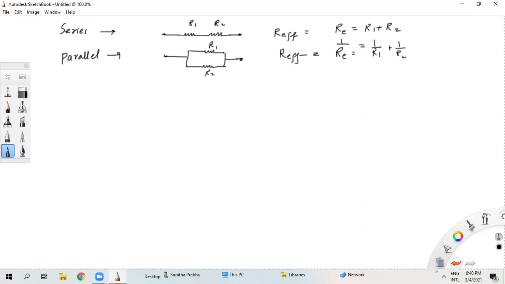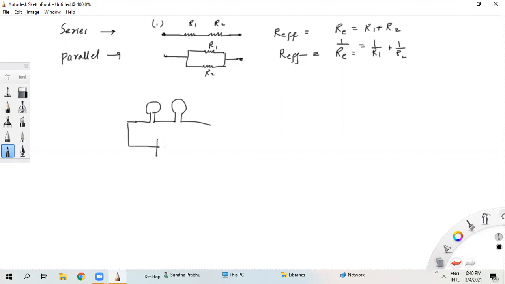Okay, so what will happen, a little bit about the functional aspect of series and parallel connection. Supposing this resistance, a bulb is nothing but a resistance. Okay, another bulb, I am drawing two resistances in series in this way. I will also add a switch in between. Okay, so this is called open condition. You are aware of this, right?